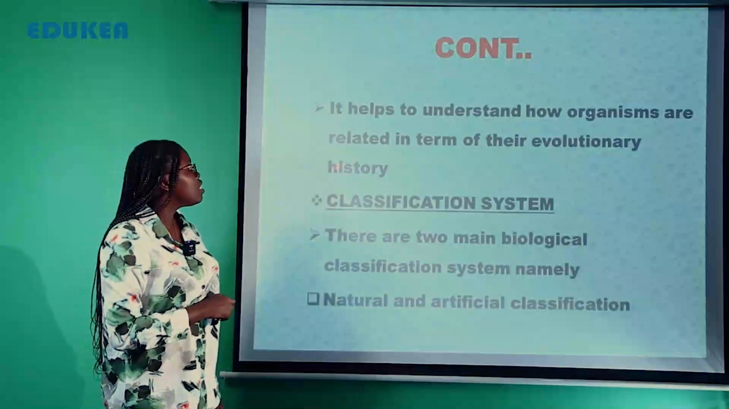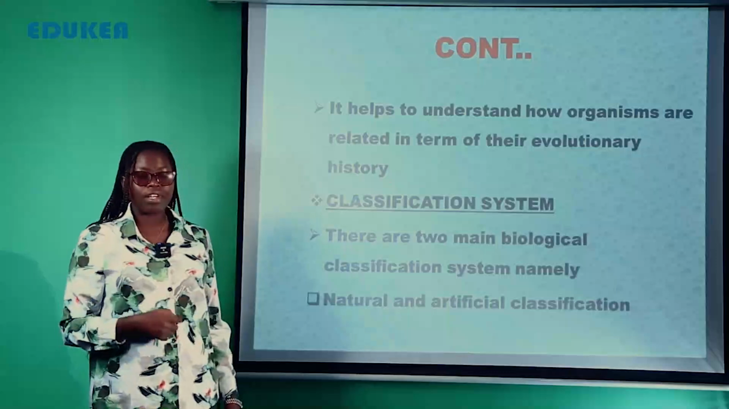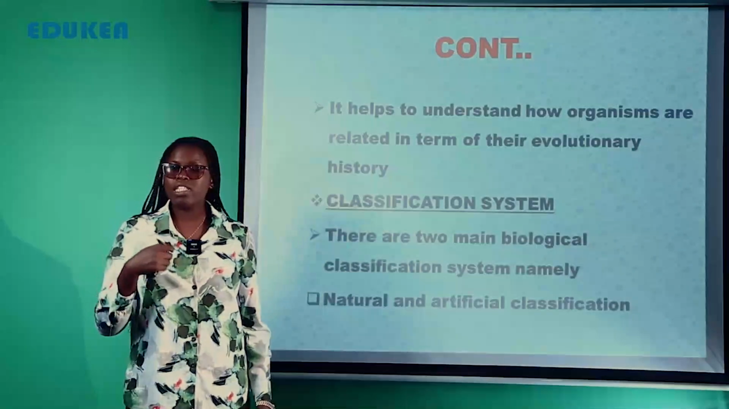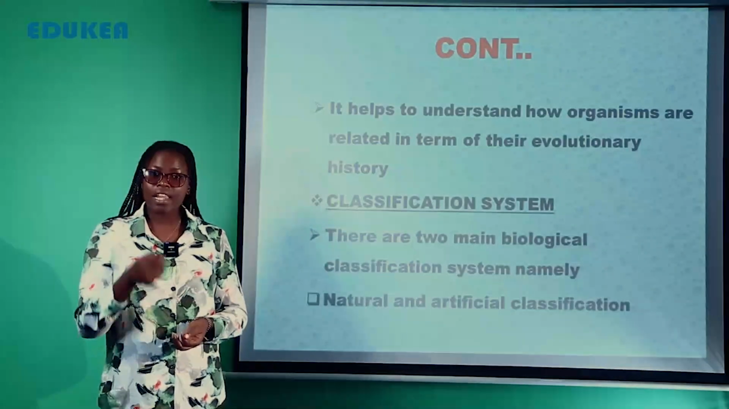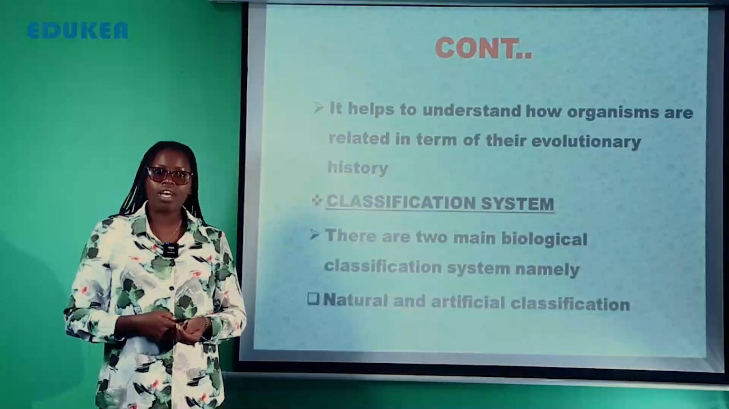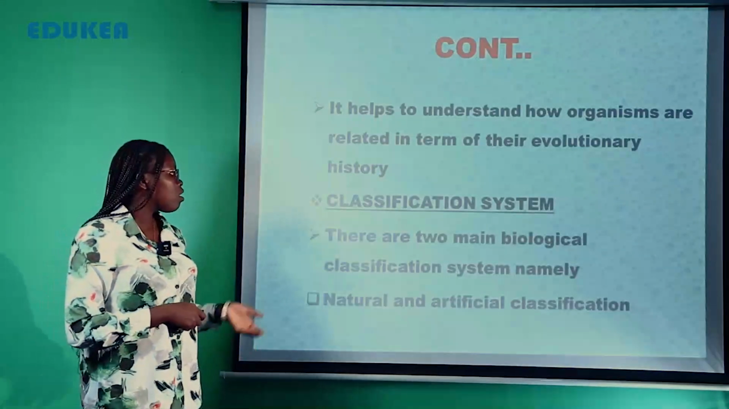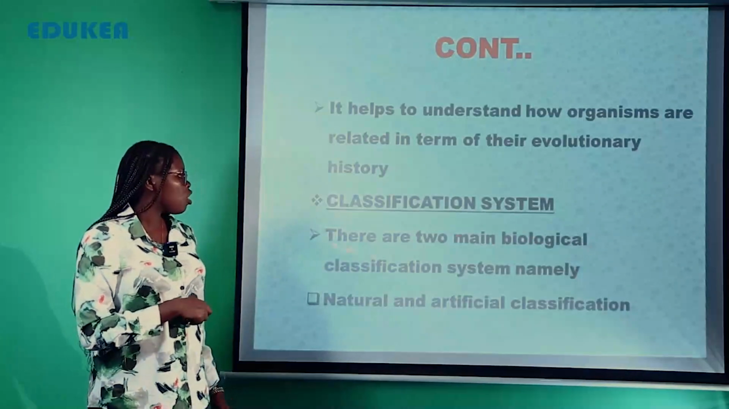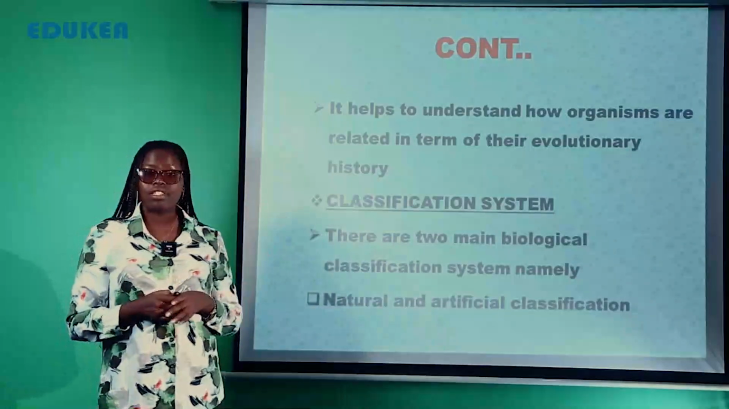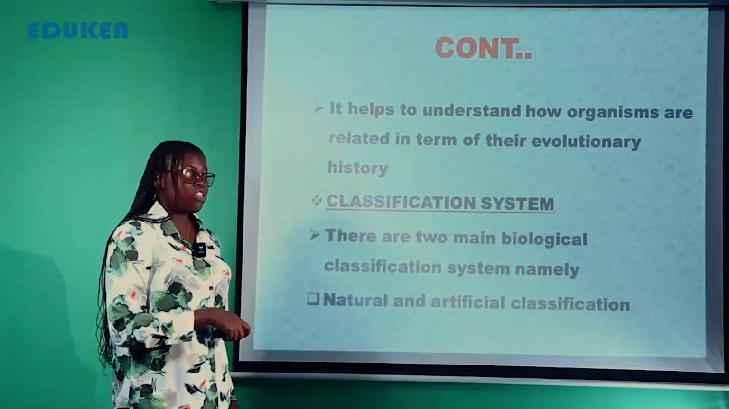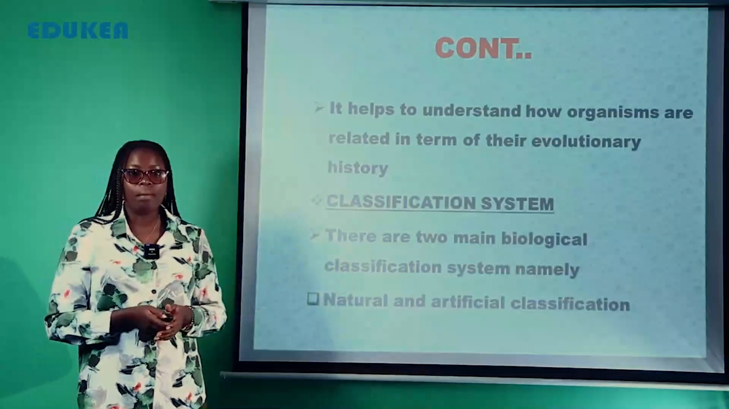The other one, it helps to understand how organisms are related in terms of evolutionary history. The organisms are grouped depending on the common features they have. This common similarity is mainly based on the evolutionary relationship, by looking at their descendants or at their common ancestors. Also, there are two main biological classification systems which are used all over the world: natural and artificial classification. So these are the main classification systems which are used in biology.